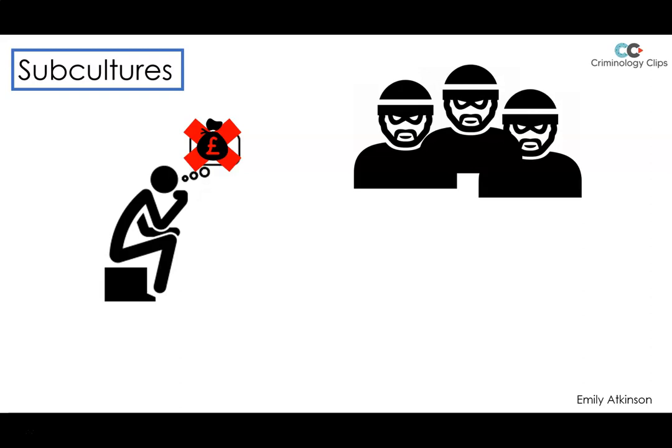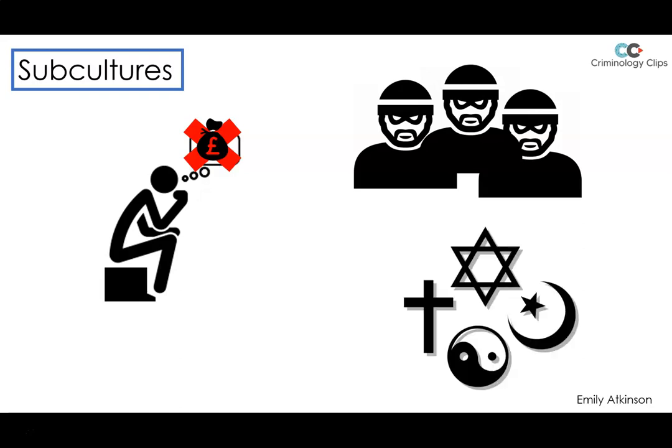However, left realists also acknowledge that not all subcultures turn to crime. Some also turn to religion to try and find answers and comfort and an explanation for their deprivation, and that can encourage conformity rather than crime.